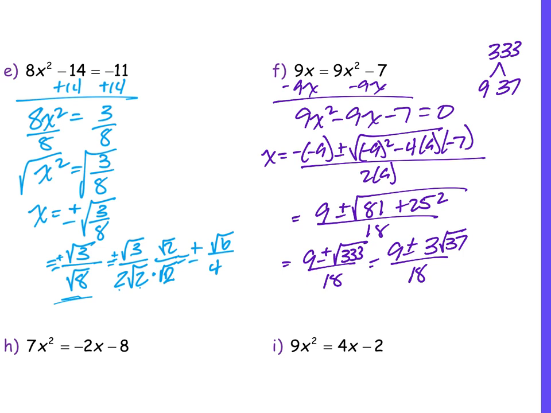Yes, 3 goes in there. Good. So 3 plus or minus square root of 37 divided by 6.